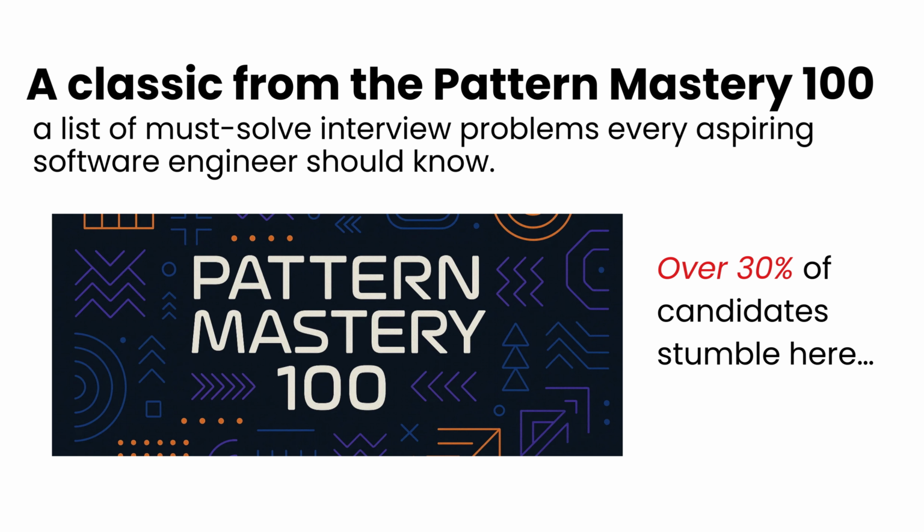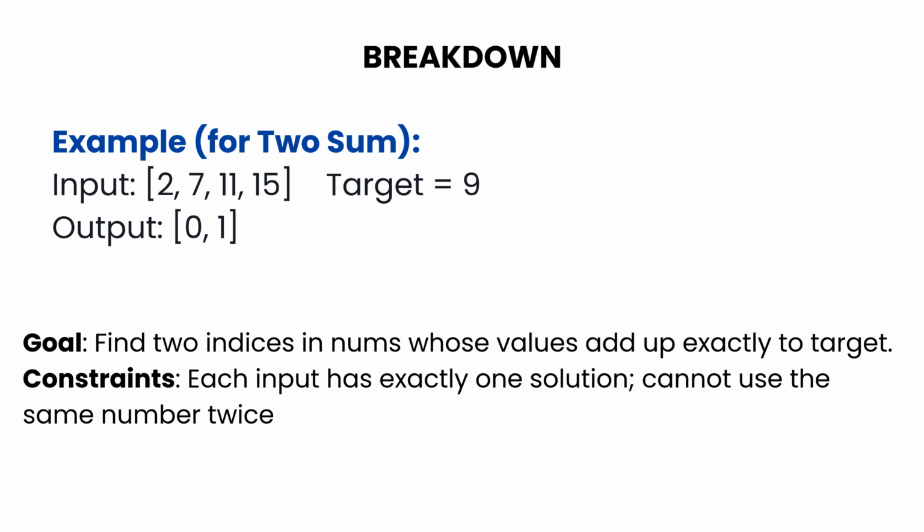Let's break down the two-sum problem. We're given an array of integers called nums and a target integer called target. Our job is to find the indices of two numbers in nums that add up exactly to target. Each input will have exactly one solution, and we can't use the same element twice.